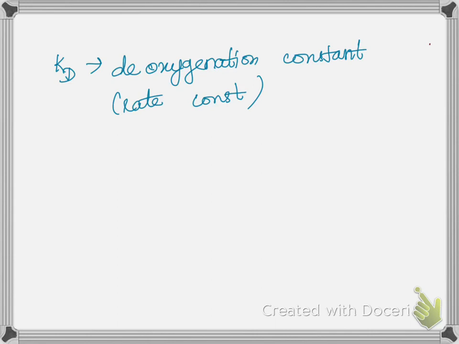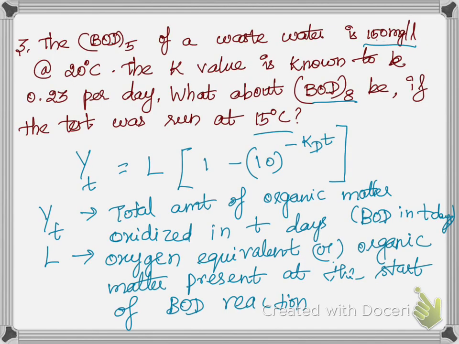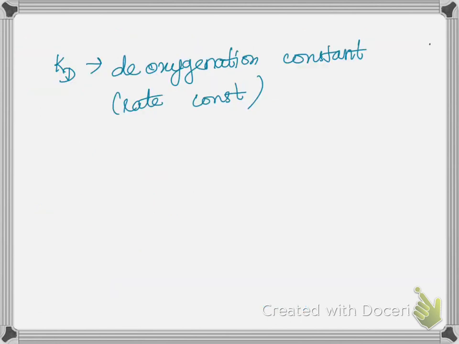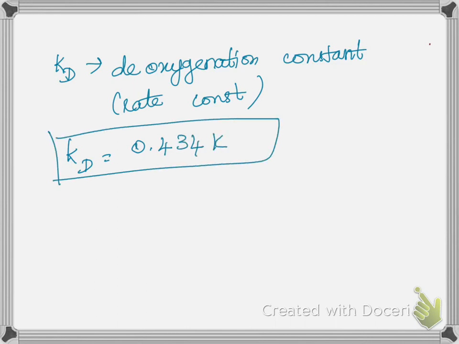Okay, so now if you see in this problem, your K value is given, KD value is not given. So what we are going to do is get our KD value first. For that we have a formula, which is KD is equal to 0.434 K. So in order to get your deoxygenation constant, we use the formula. KD is equal to 0.434 into the value given in the problem for K, which is 0.23. So which is going to be 0.1.